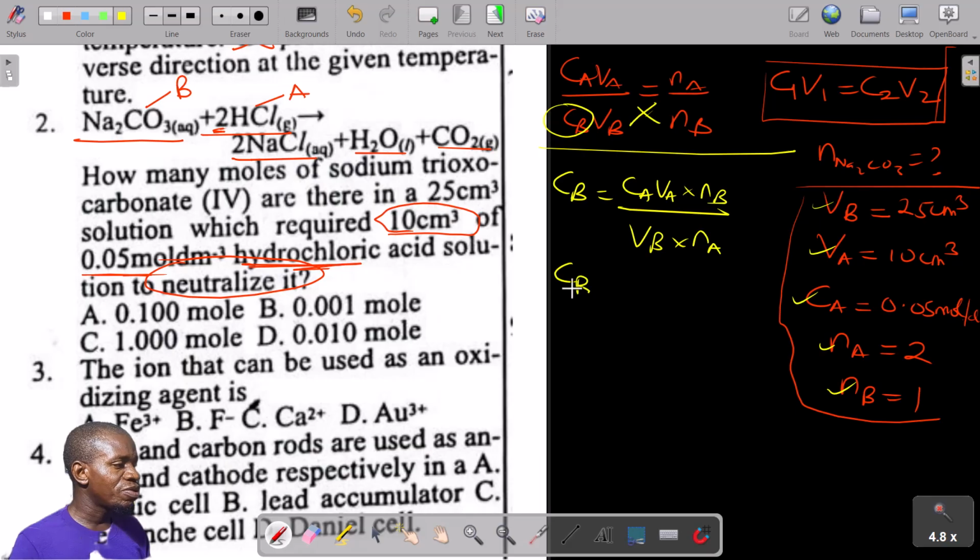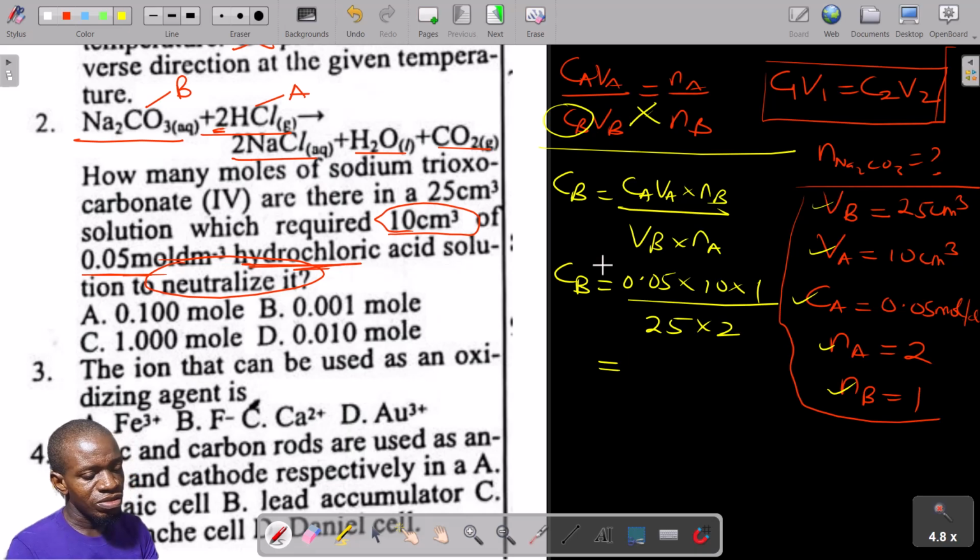So I'll say Cb is equal to, what is my Ca? 0.05 times, what is my Va? Times 10 times, what is my Nb? 1 all over, what is my Vb? My Vb is 25 times 2. So 0.05 times 10 times 1 is going to give me 0.5. 0.5 divided by 50. So this is equal to 0.01 mole per dm³.